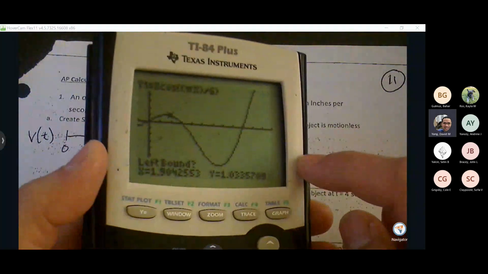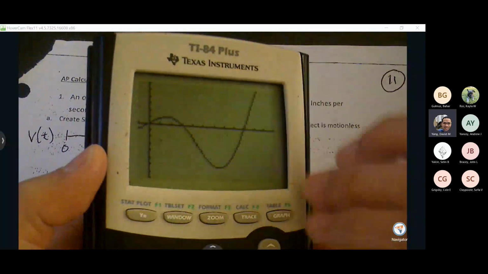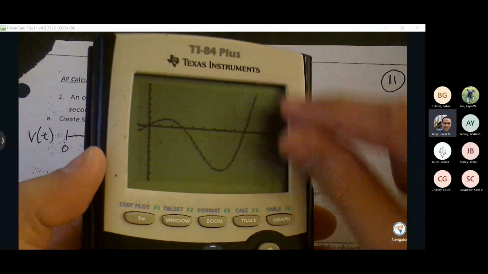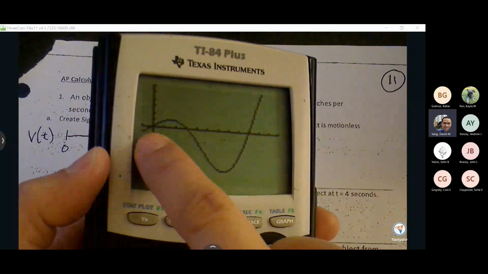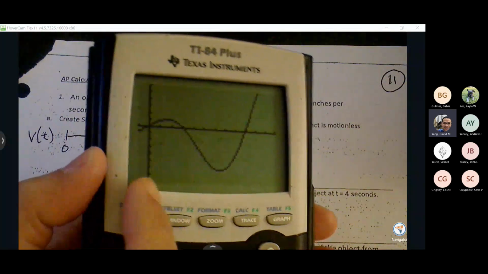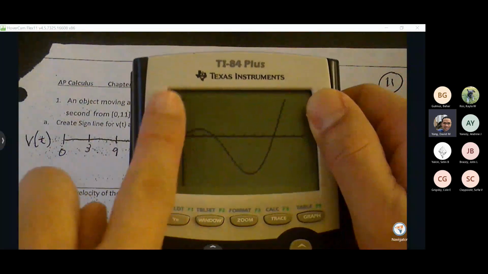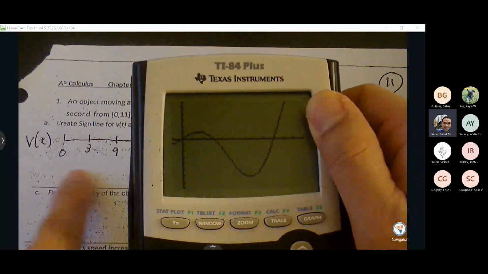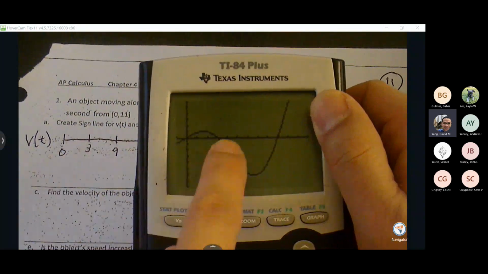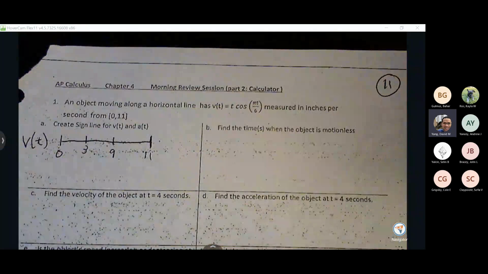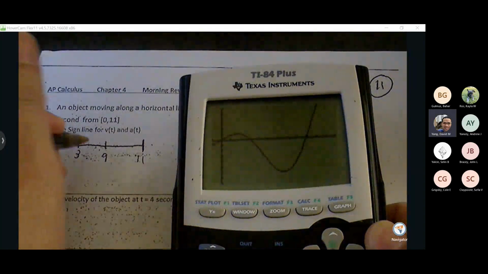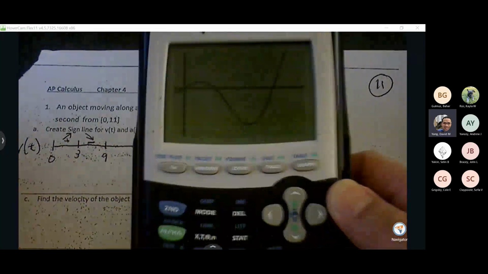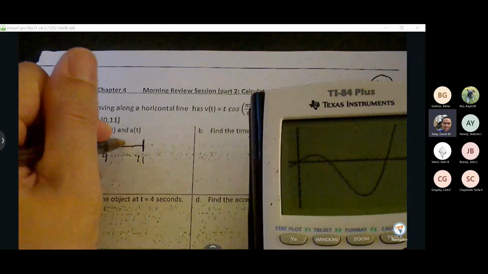So if you look at your graph here, we know that this is a velocity graph. So anything above the x-axis is positive velocity. Anything below the x-axis is a negative velocity. So we're starting off at zero. Actually, I shouldn't have had to test that x value. That should have been just given to me. But between 0 and 3, we see that the graph is clearly above the x-axis, so that's a positive velocity. Between 3 and 9, we clearly see the graph is below the x-axis, so negative velocity. To the right, between 9 and 11, above the x-axis, so positive velocity.